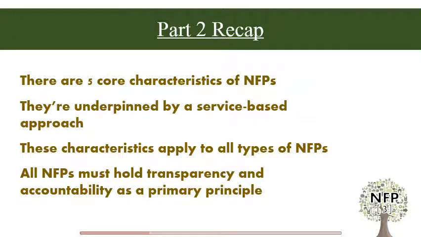Before we do that, let's just recap on part 2. We learnt about the 5 core characteristics of NFPs: multiple stakeholders, multiple objectives, transparency, service orientation, and customer perceptions. We demonstrated that all these characteristics are underpinned by a service-based approach. We saw that these characteristics apply to all types of NFPs, whether they are in the public sector, the private sector, or social enterprises. And we looked into how all NFPs must hold transparency and accountability as a primary principle.